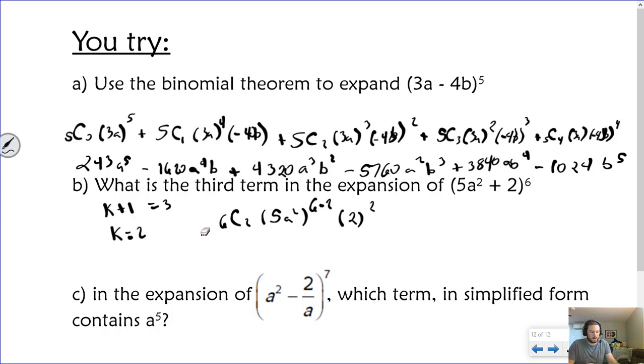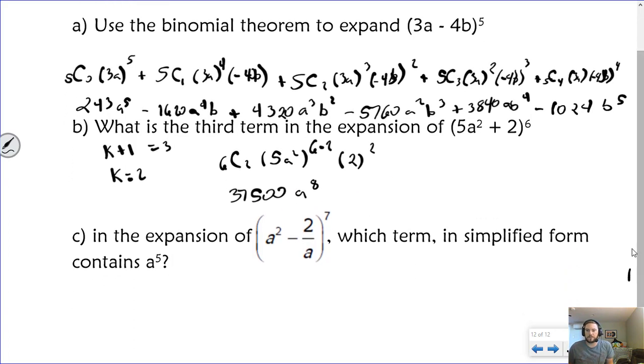Right, so now it's just a matter of using our calculator. So 6c2 times, so this is 5 to the 4, and then times 2 to the 2 is 37,500, and this is a to the 2 to the 4, so a to the 8.